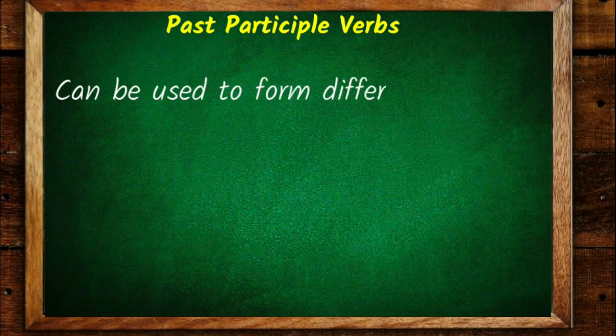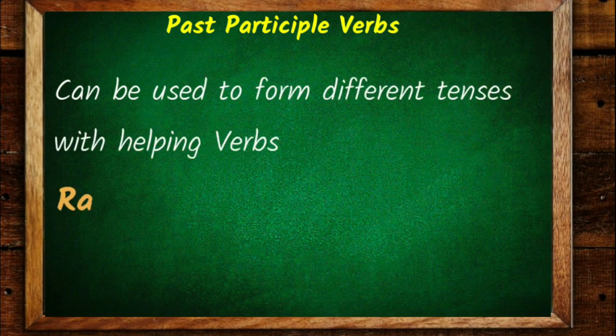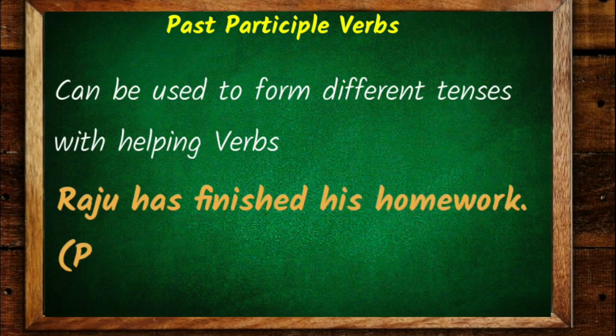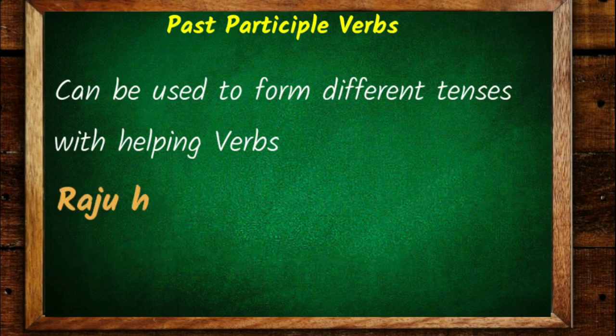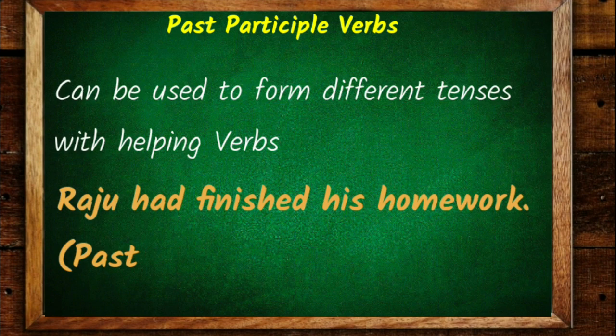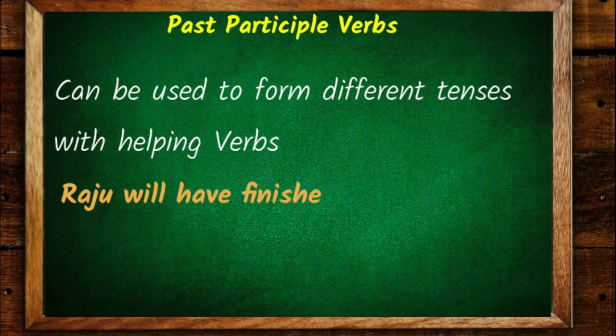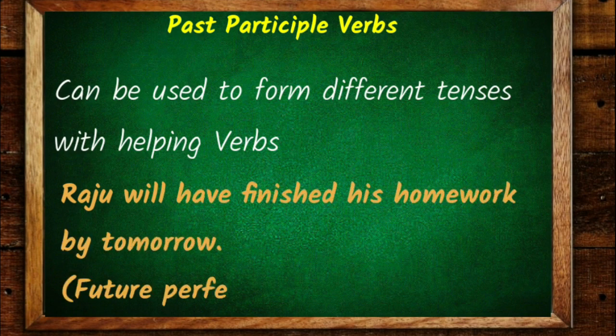Past participle verbs can be used to form different tenses with helping verbs. Raju has finished his homework. Present perfect tense. Here, Raju is third person singular number. Now, past perfect: Raju had finished his homework. Past perfect tense. And now the third form, that is future perfect tense: Raju will have finished his homework by tomorrow.